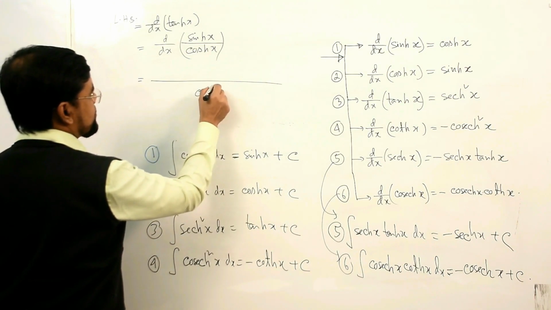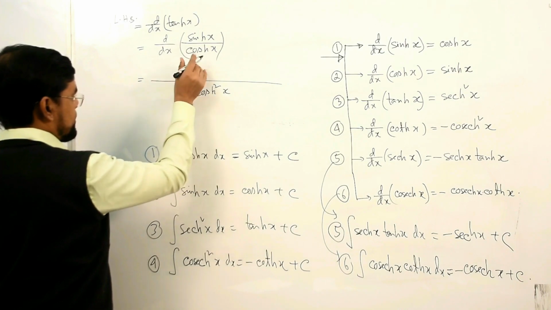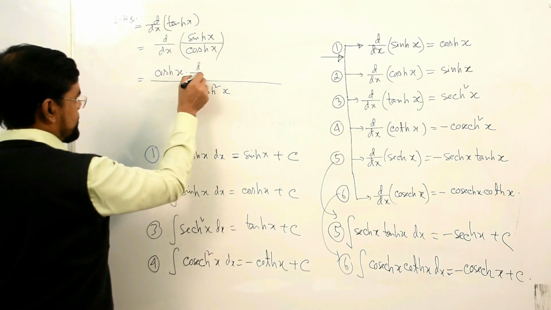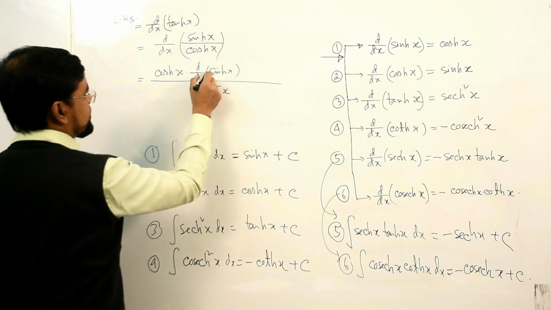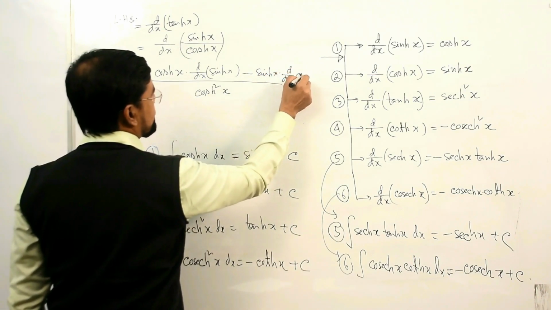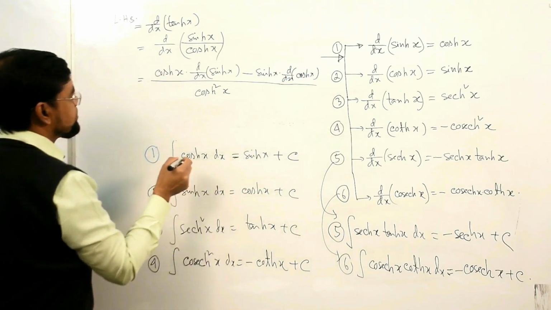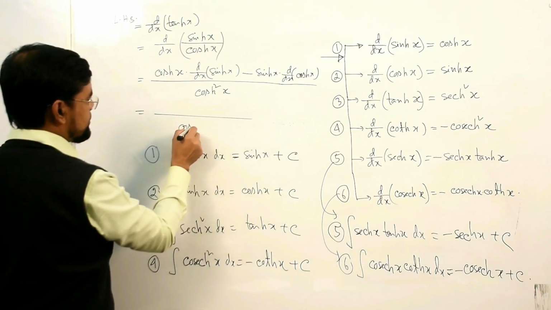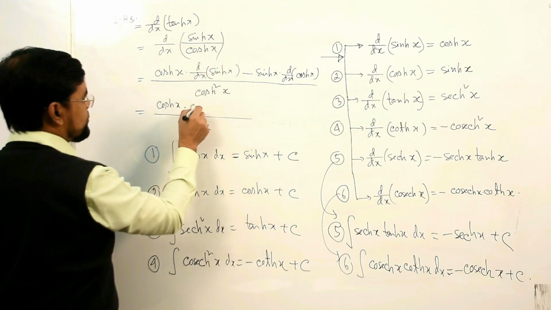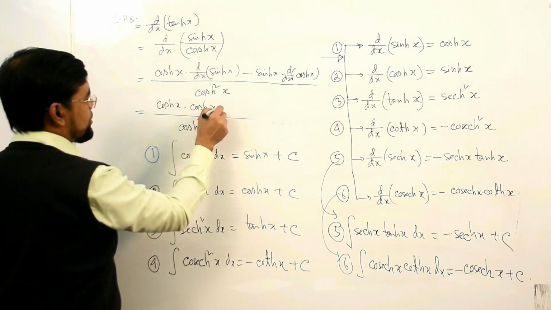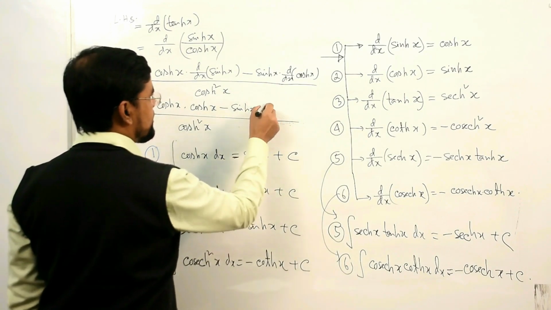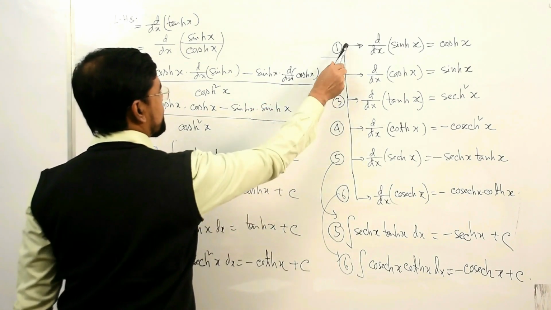v square, cos hyperbolic square x, and the derivative numerator will be cos hyperbolic x times the derivative of sine hyperbolic x minus sine hyperbolic x times the derivative of cosine hyperbolic x, and this is equal to cosine hyperbolic x times the derivative of sine. We know the derivative of sine hyperbolic x equals cosine hyperbolic x, minus sine hyperbolic x times the derivative of cosine hyperbolic x equals sine hyperbolic x, by using formulas 1 and 2.